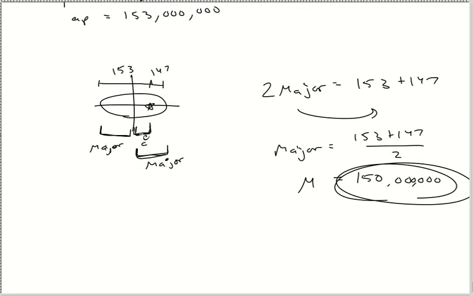How do I find my C? Well, if I take my major distance here and subtract the 147 from it, it should work out. So C is going to be that major distance minus the 147. So I had 150 minus the 147, which makes a 3, followed by the zeros. So there's my C.